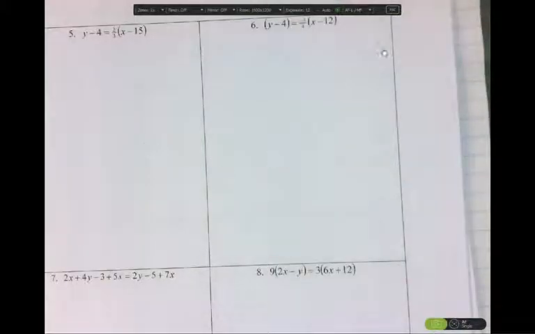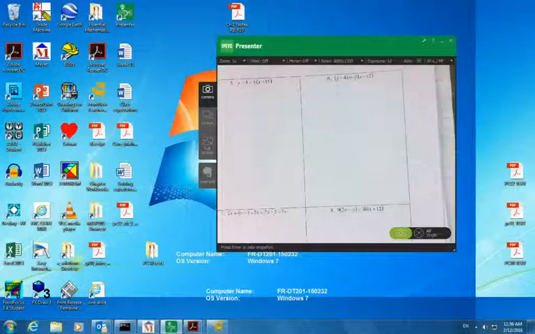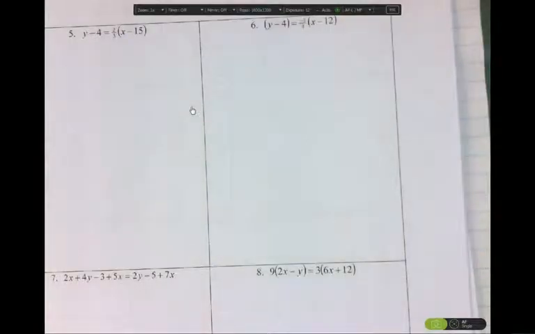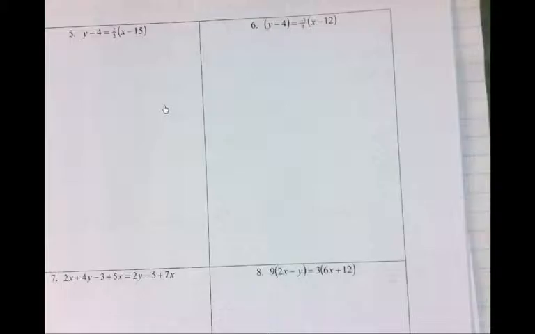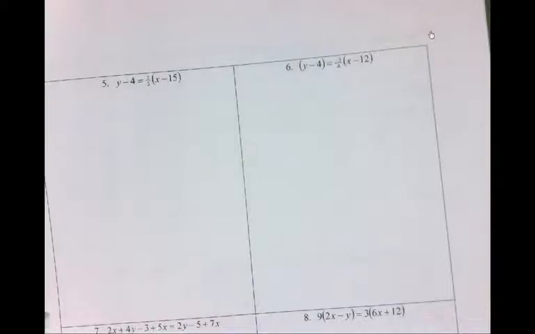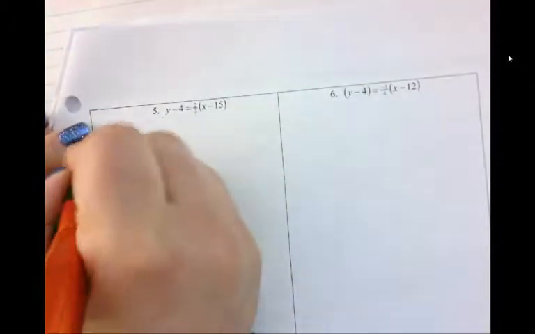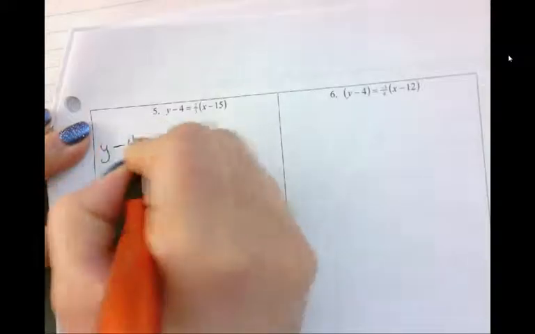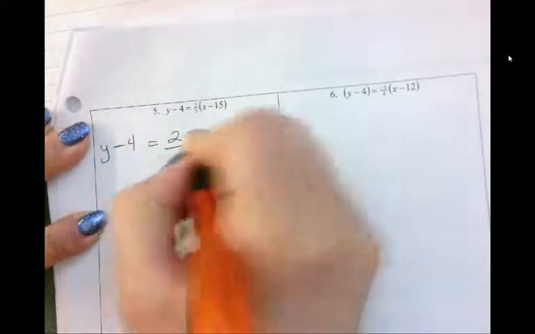Okay, so if we turn the page, we're going to see number 5 and number 6 for that matter. They've got some fractions going on and some brackets and stuff, right? So let's look at how to deal with this. I'm not going to rewrite number 5, I'm just going to write it over here, to make it look a little easier on my eyes.